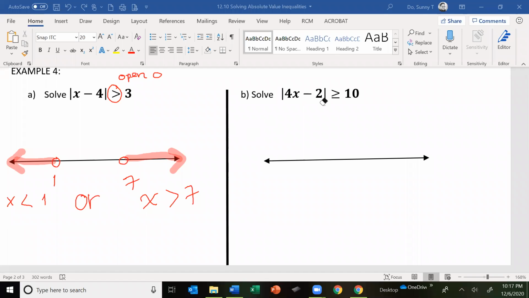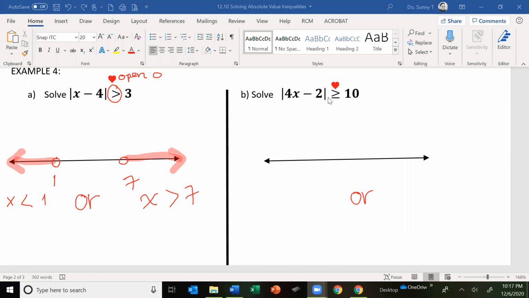Every time you see the greater than sign, add your inequality here. Greater than means one thing and one thing only. That is your answer. We're going to have or. Either this or that, and it splits them out in two different directions. Let's continue with the second example.